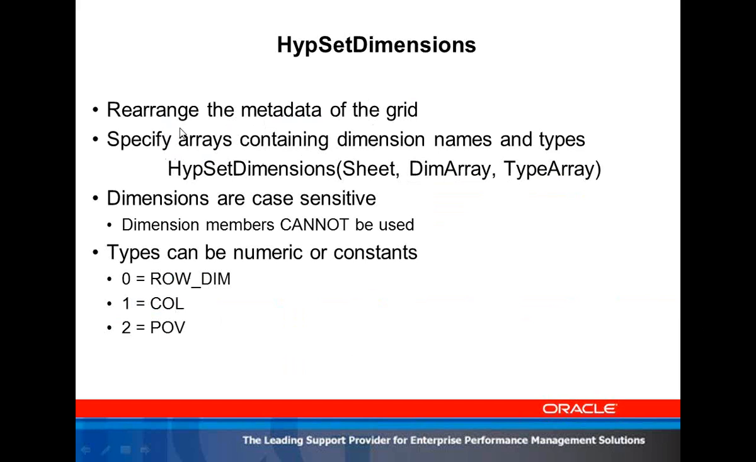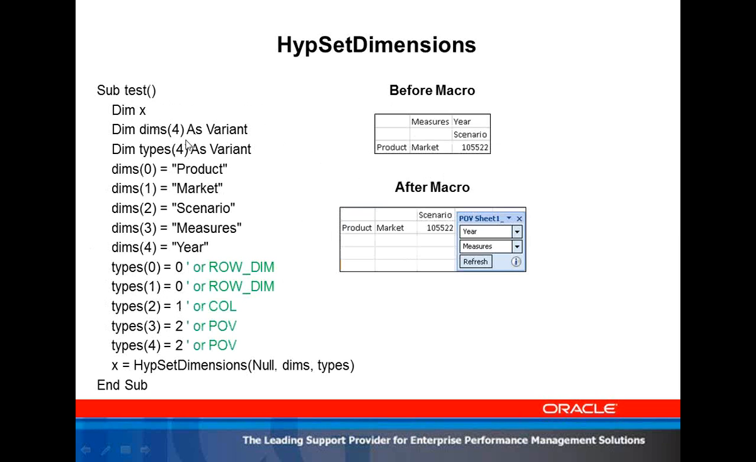And then I can also rearrange what's on the sheet automatically via macro by using Set Dimensions, where I can say set all of these dimensions that are, again, in an array variable, which again is taught in the two-day automation class, and set them to these types. And again, 0 is row, 1 is column, 2 is point of view. Here's what my sheet looks like before the macro: Product and Market in the rows, Scenario in the columns, and Measures and Year in the point of view.